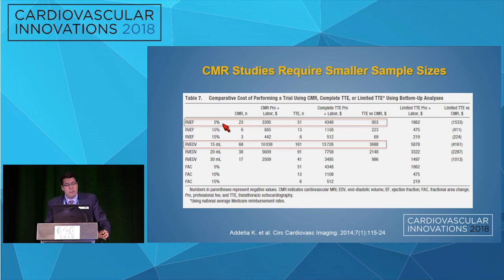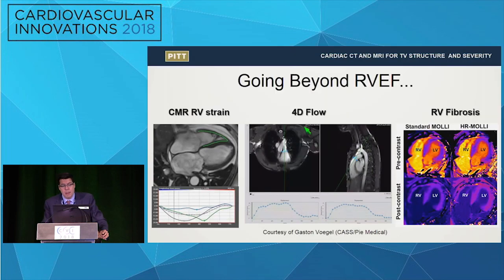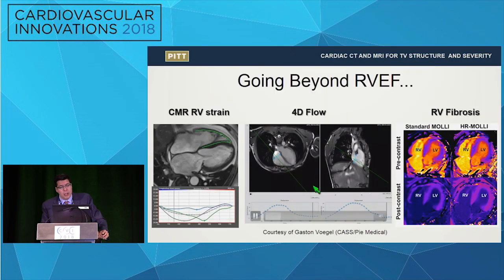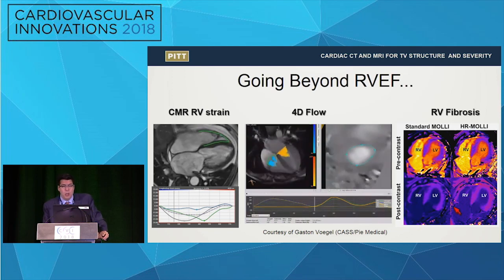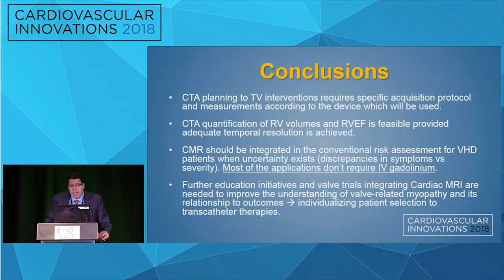For example, to look at a change of only 5% on EF, MRI will require 23 patients as opposed to 51 patients by transthoracic echocardiography, so it could be cost savings. And lots of things happening too. We can do RV strain, we can look at 4D flow, tricuspid annulus, we can track that inflow, how much comes in, how much leaves, and even looking at fibrosis of the right ventricle, which might be another important marker that we can do.